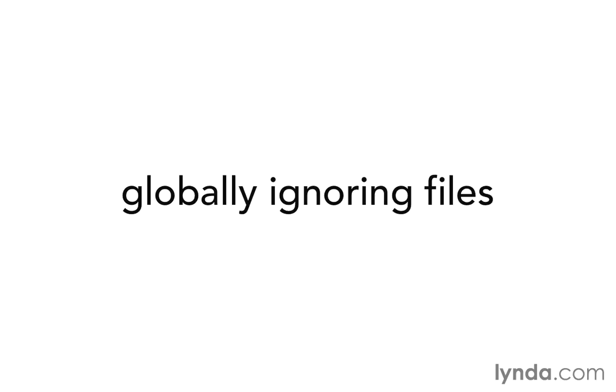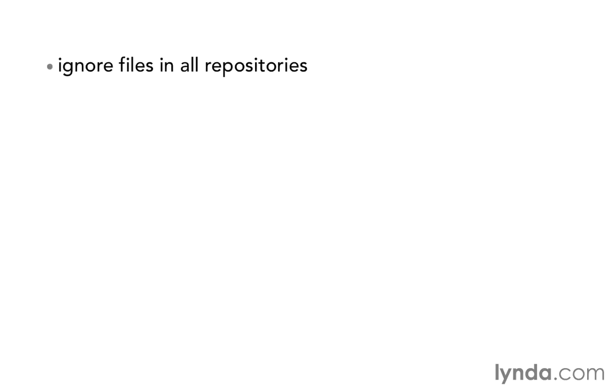Or, as we saw in the last movie, some of the files that we want to ignore are operating system specific files. We want to ignore them all the time because they're just generally the kind of thing that we don't want to track. Well, to do this, we're going to configure Git to globally ignore some files. That means that we ignore those files in all repositories, not just in any one specific repository.